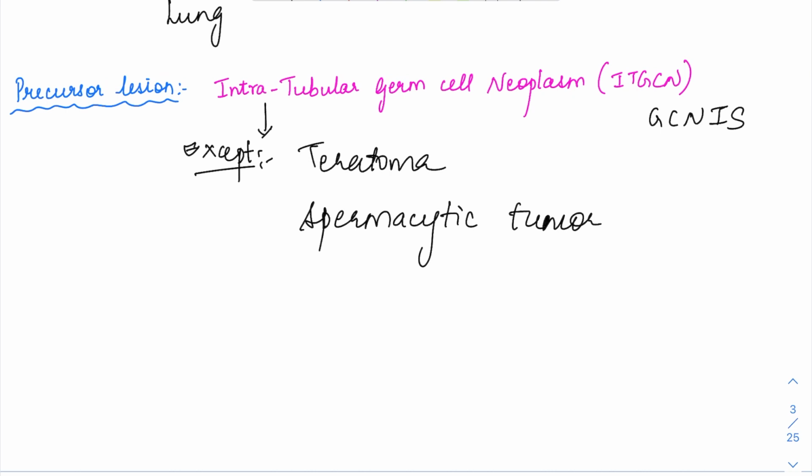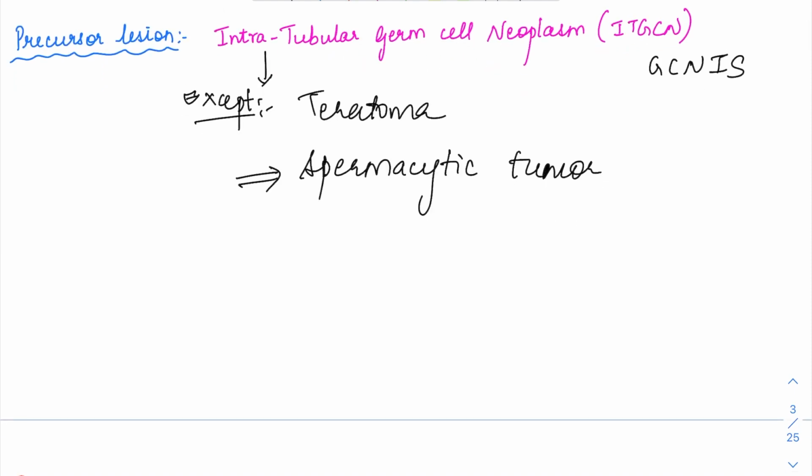So ITGCN is not a precursor for teratoma or spermatocytic tumor. So what is this spermatocytic tumor? Previously, this spermatocytic tumor was classified as a subtype of seminoma only. So they were calling it spermatocytic seminoma. Now it has all been changed and spermatocytic tumor has been considered as a separate entity. Okay. So spermatocytic tumor is entirely different from seminoma now, and the term has changed to spermatocytic tumor.